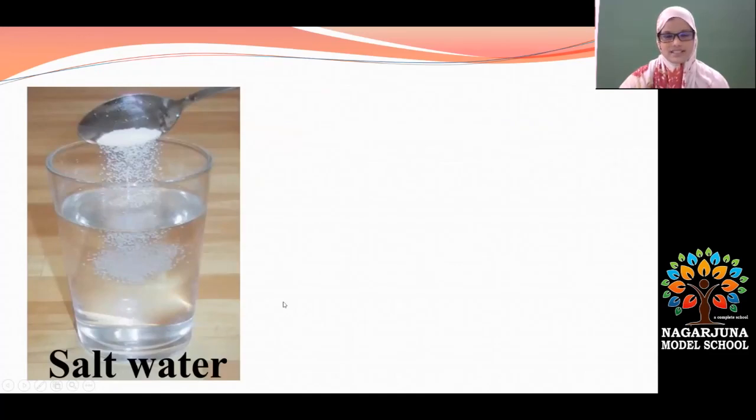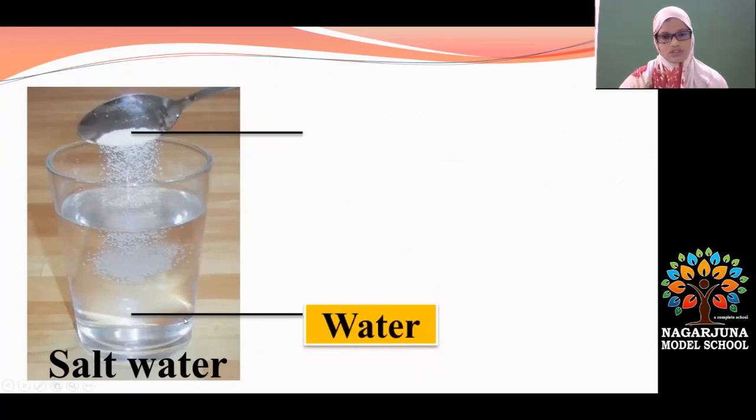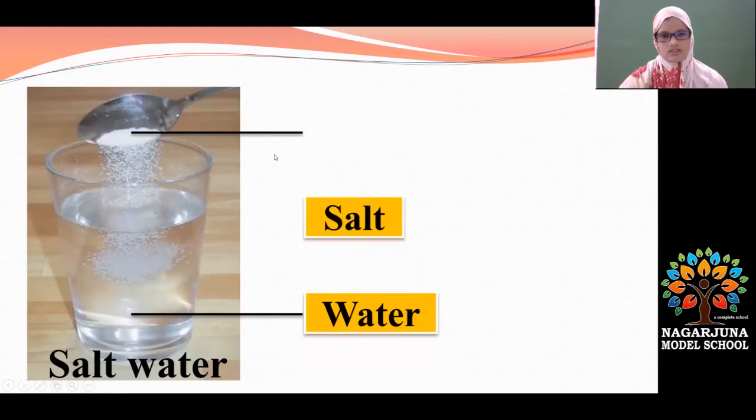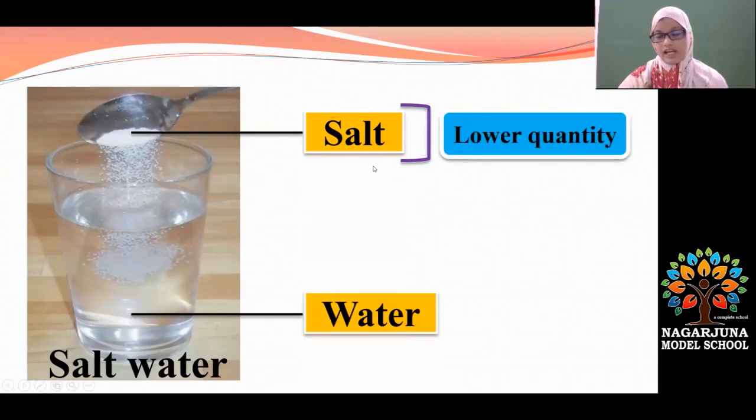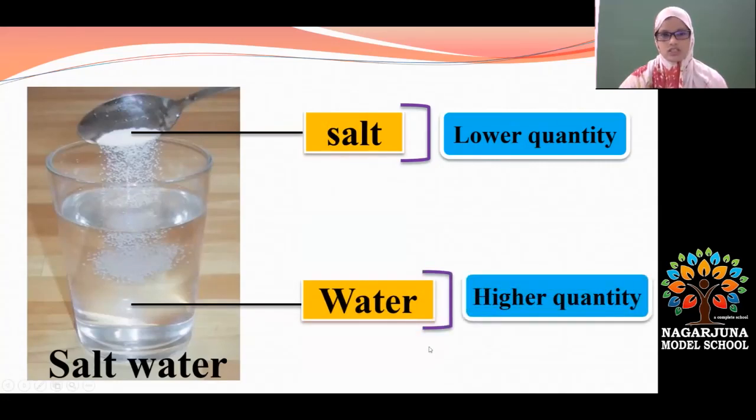So what is it? Yes, it is salt water. This is water and this is salt. So in salt and water, which one is present in lower quantity? Salt is present in lower quantity. And which one is present in higher quantity? Yes, water is present in higher quantity.